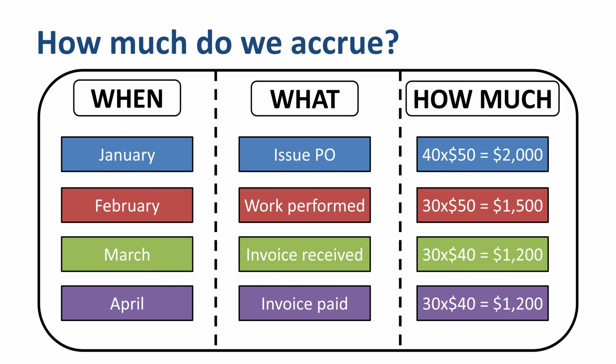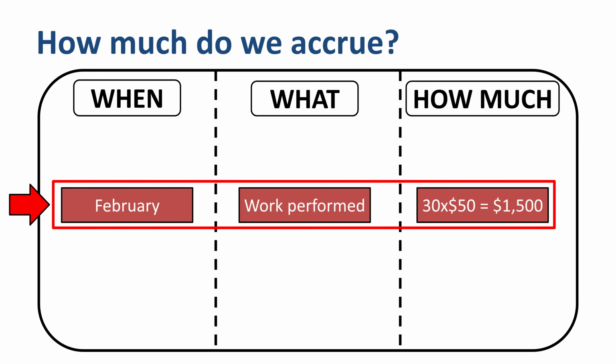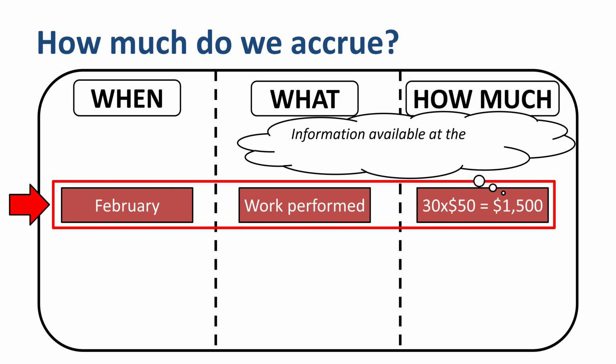When the invoice was received and subsequently paid, we found out two pieces of good news. Only 30 hours were spent at an hourly rate of only $40 per hour for a junior engineer, which makes for a total amount of $1,200. How much do we accrue in the month of February? $1,500. This is the most accurate information we have at that time.